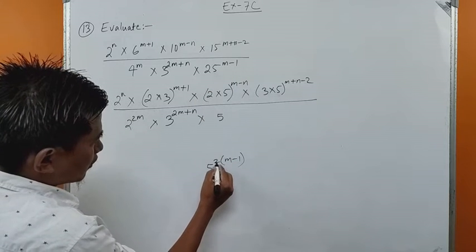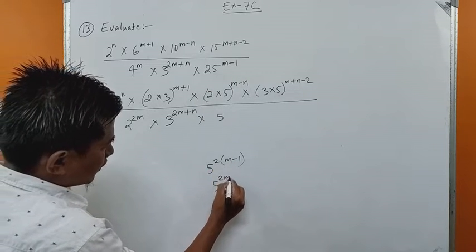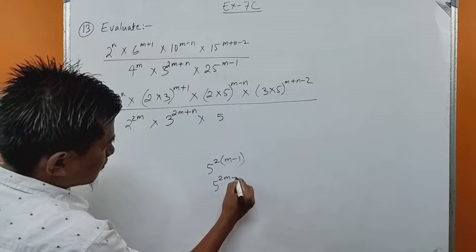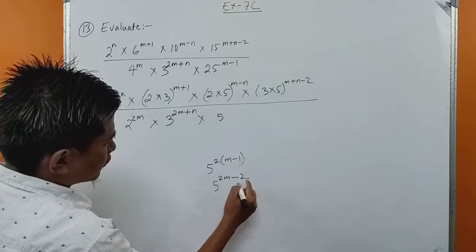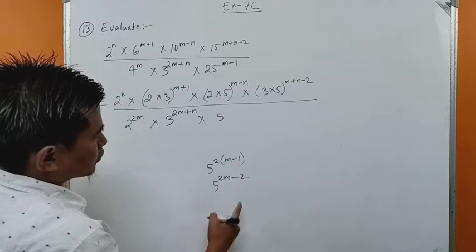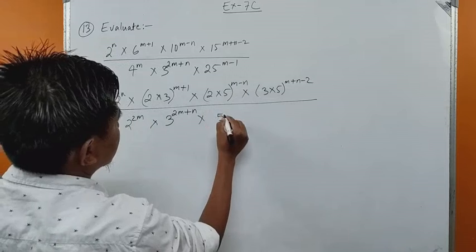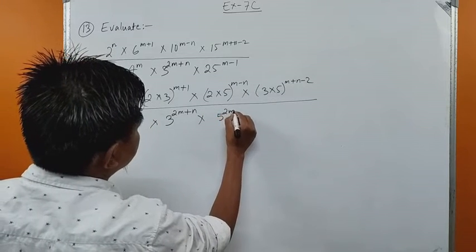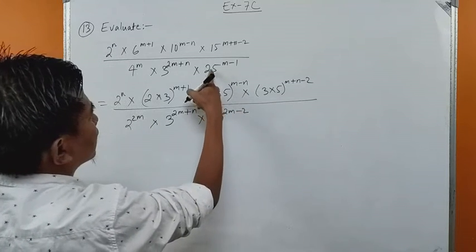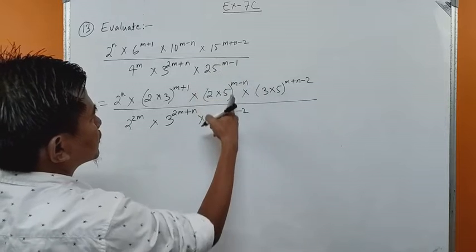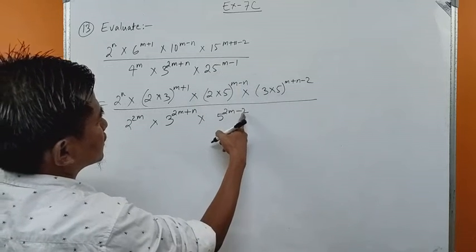So this means 5 to the power 2 into m minus 1, that is 5 to the power 2m minus 2. So instead of this we write 5 to the power 2m minus 2: 5 squared, 2 into m is 2m, minus 2 1s are 2.